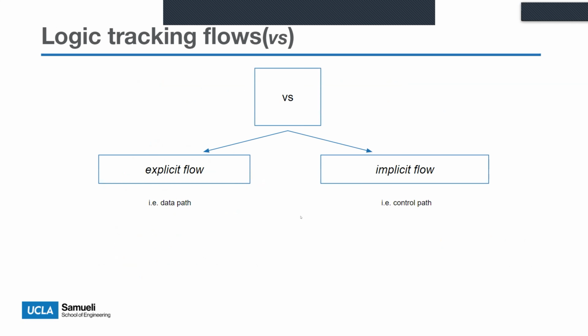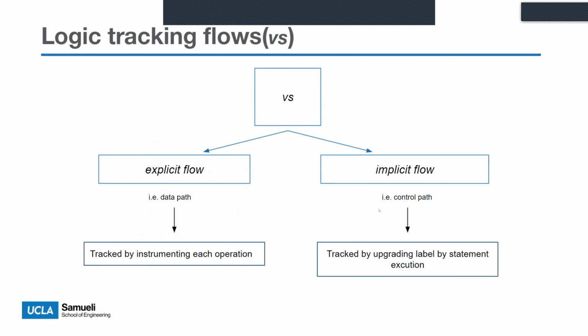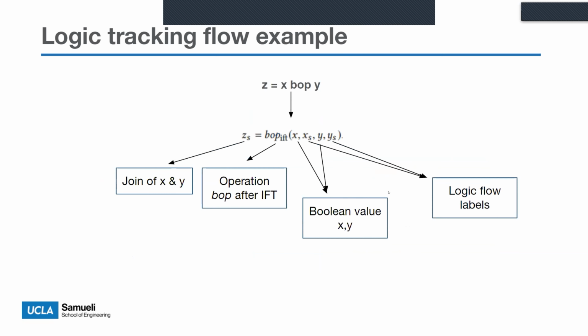And then I will explain the logic tracking flow, the label VS, and how VS works in the IFT tool. The logic tracking flow tracks both explicit and implicit flows. For example, the data path is tracked in the explicit flow and the control path is tracked in the implicit flow. The explicit flow is tracked by instrumenting each operation, and the implicit flow is tracked by upgrading the label by statement execution.